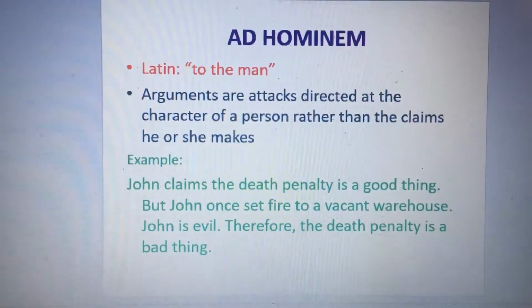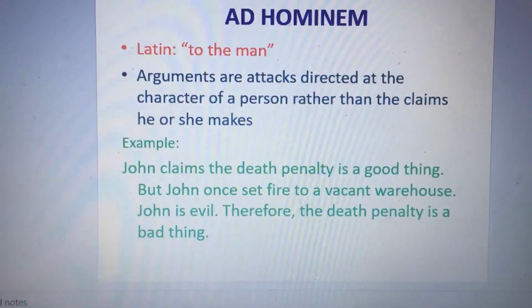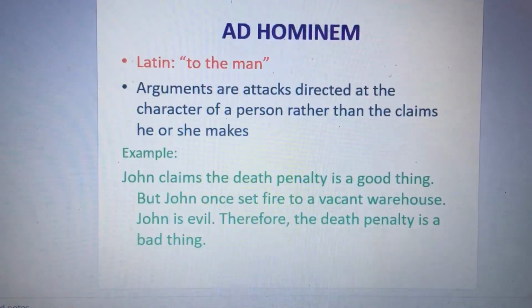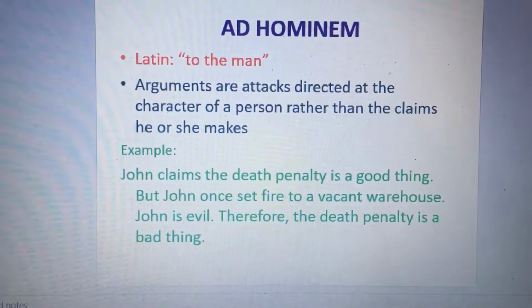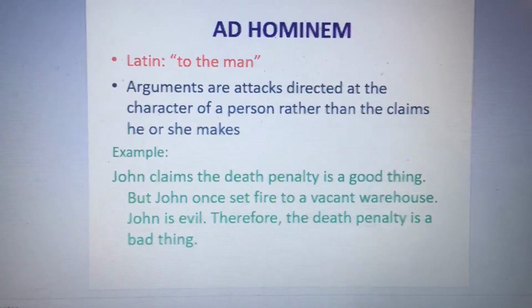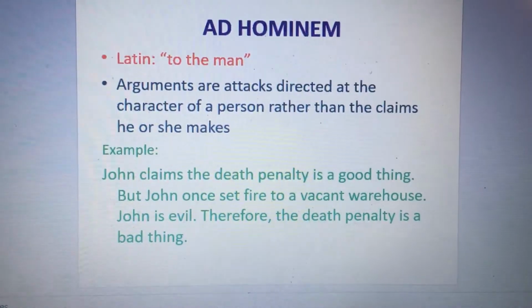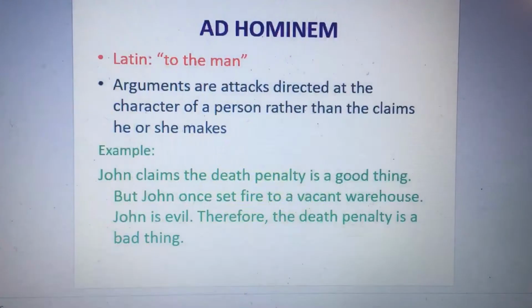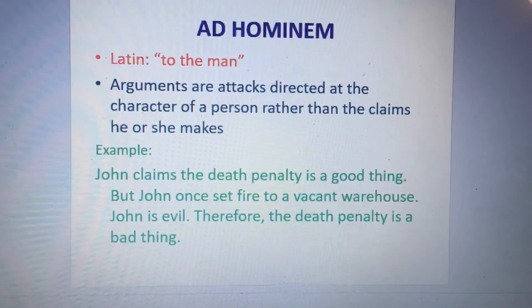That is ad hominem. And here's another example below. John claims the death penalty is a good thing, but John once set fire to a vacant warehouse. John is evil. Therefore, the death penalty is a bad thing. So that's an example of ad hominem. You're using the person's character to undermine the argument or to just totally ignore the arguments at hand.